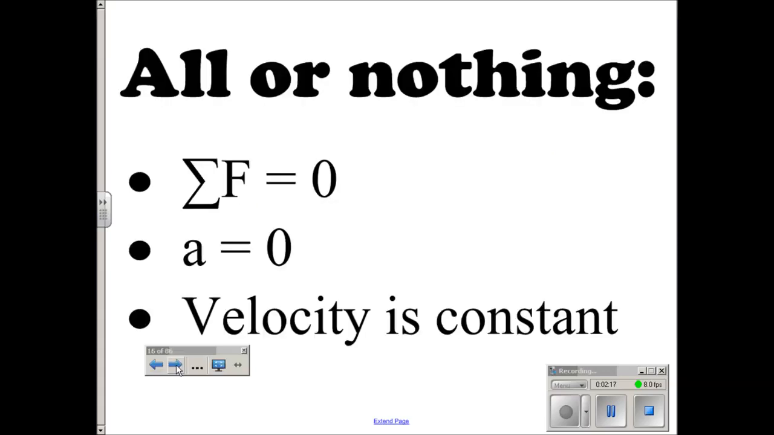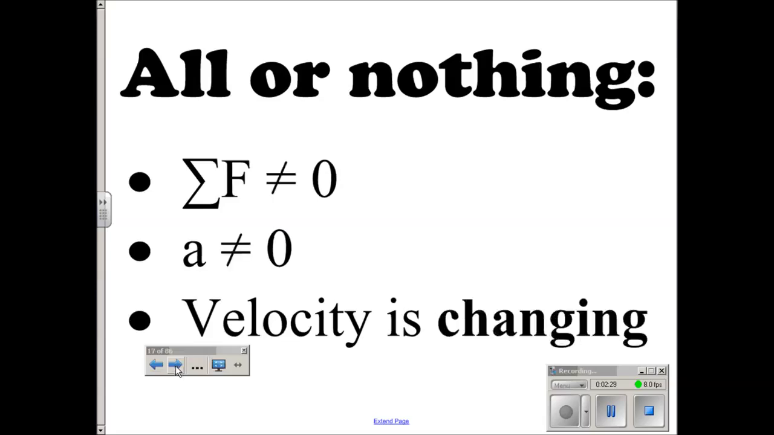There it is. Write it down in giant letters somewhere in your notes, because you're going to see it all over the place this chapter. Newton's first law says these three statements are equivalent. If the net force is 0, then the acceleration is 0, and the velocity is constant. Or, conversely, if the net force is not 0, then the acceleration is not 0, which means the velocity is going to be changing, right? This is saying that if you cause a net force on an object, you're going to change the velocity.